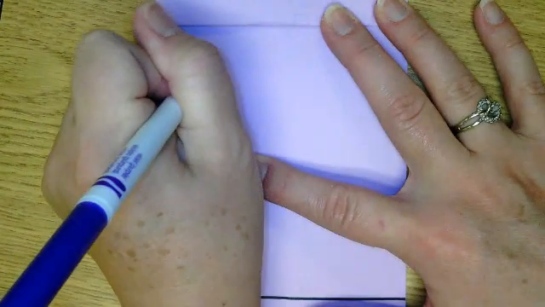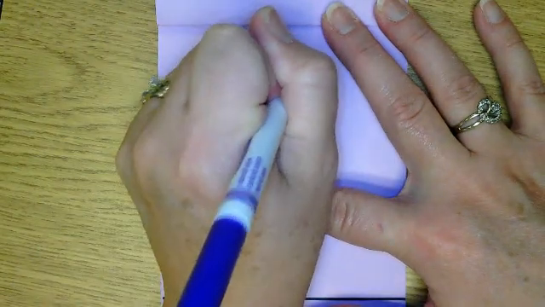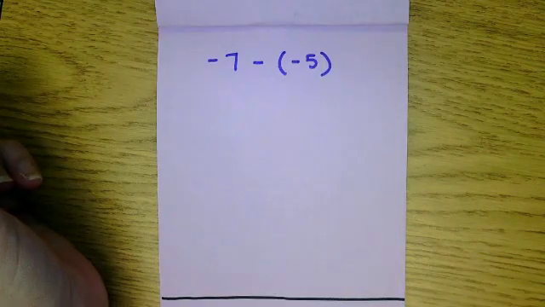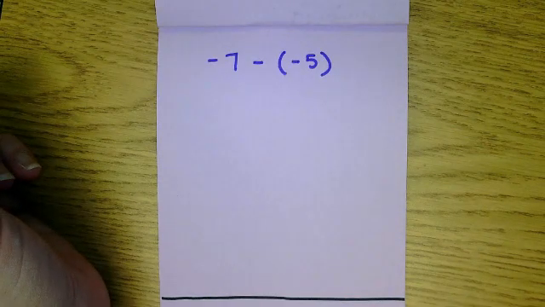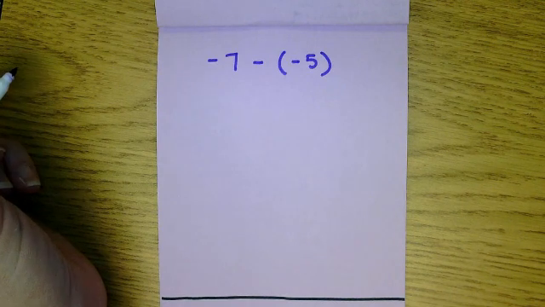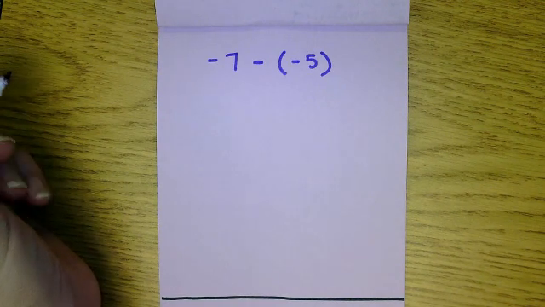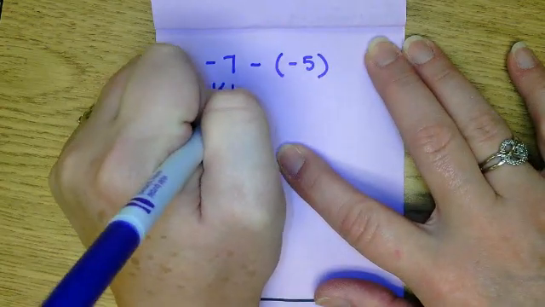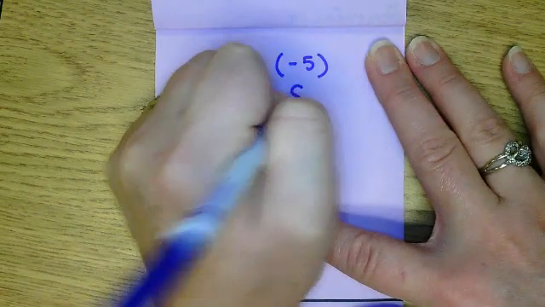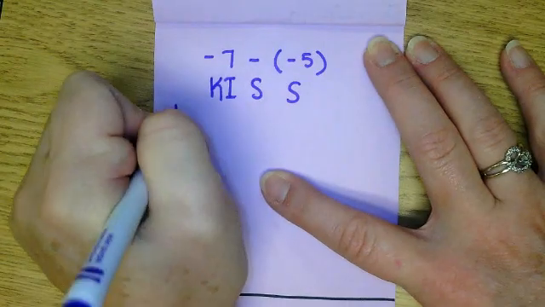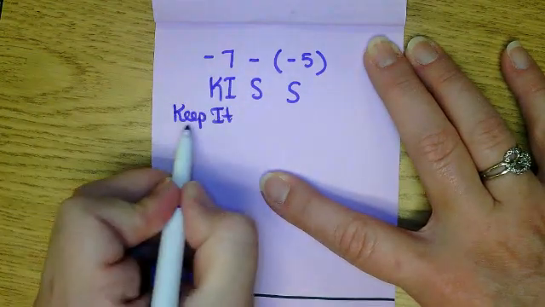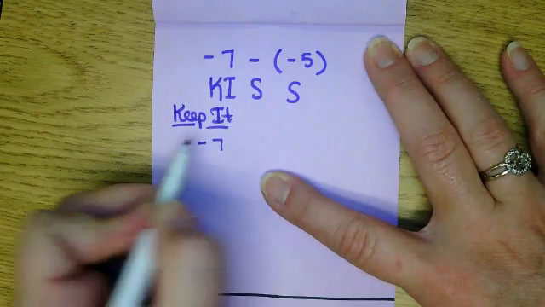So if you have negative 7 minus negative 5, the strategy that you could use is keep, change, flip, keep, flip, change, however you want to incorporate it. I kind of use a strategy KISS because, well, one, it's silly, and most of the time you remember silliness. So you have keep it, switch, switch. So what I mean by that is your first number, you're going to keep it the same. So that is going to stay negative 7.